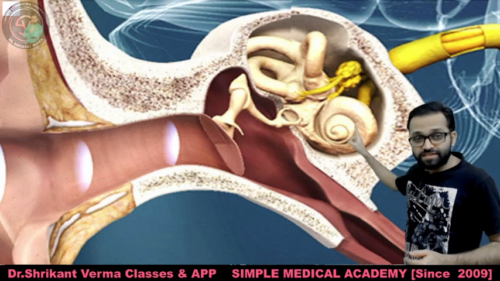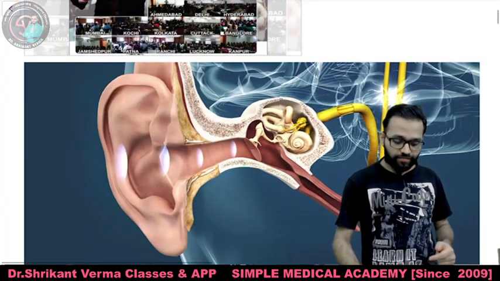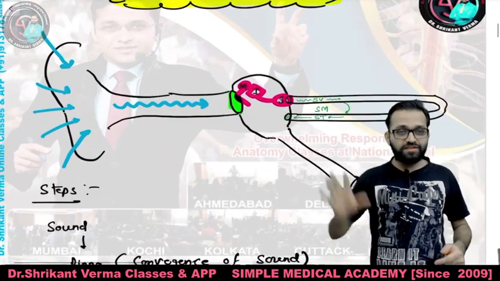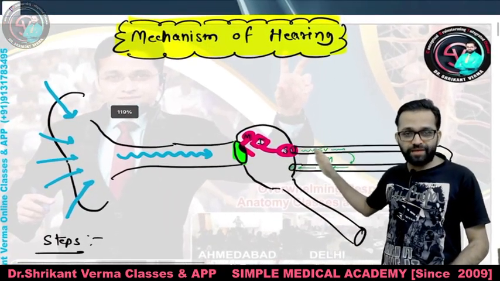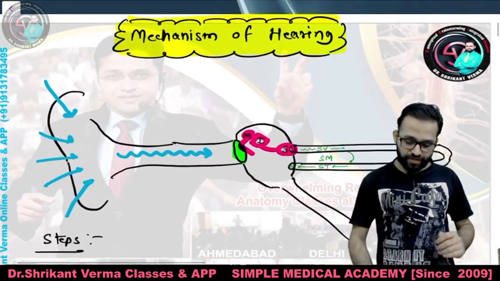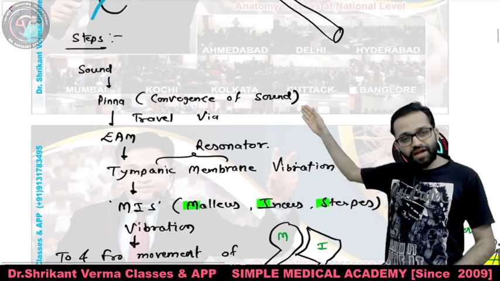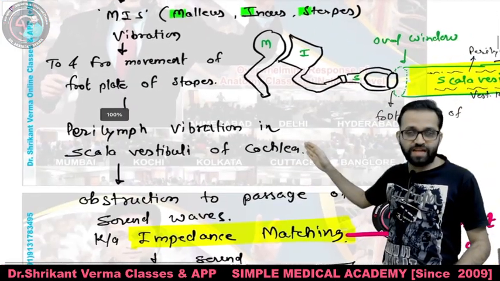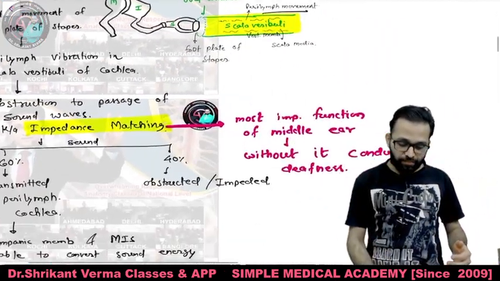Now the impulse is reaching within our cochlea. So what is happening? See here, in this video we have drawn all the diagrammatic presentation for the mechanism of hearing. Then we defined and described each and every step in a proper way. You can get this complete video.